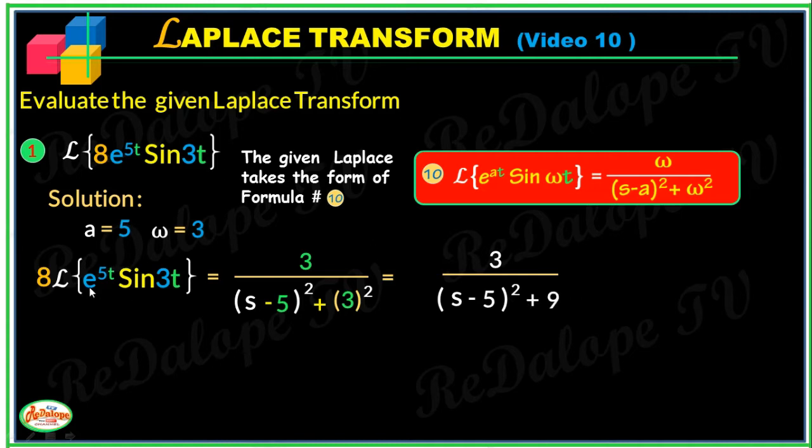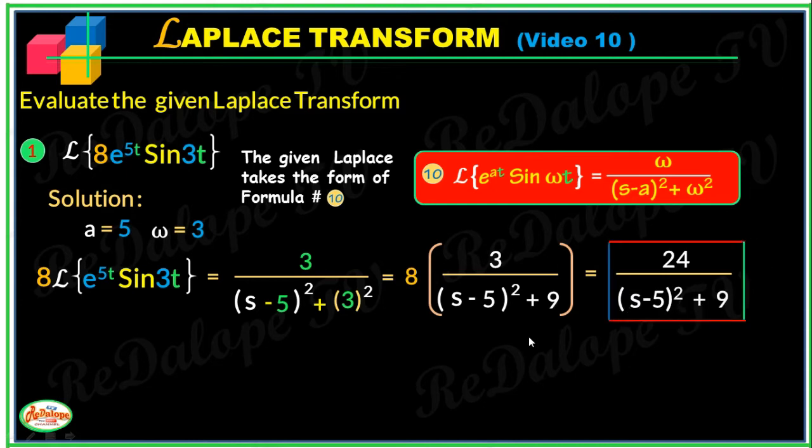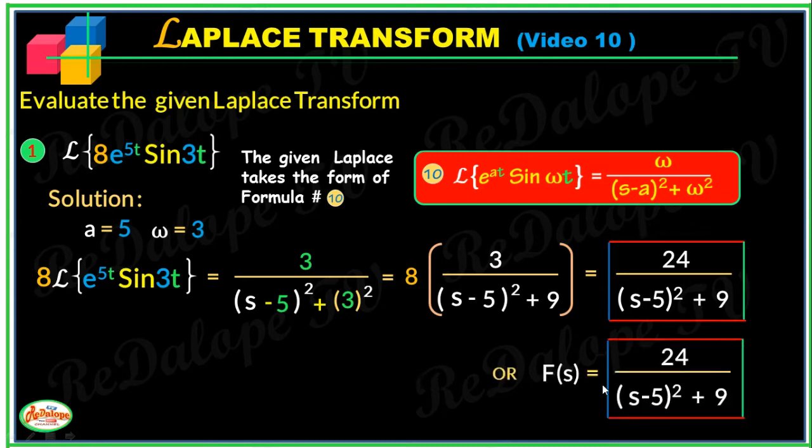Now since there is 8 here, we're going to multiply this by 8. So the final answer becomes 8 times 3, so we have 24 divided by the quantity of s minus 5 square plus 9. This final answer can also be written as F of s is equal to 24 divided by the quantity of s minus 5 raised to square plus 9.